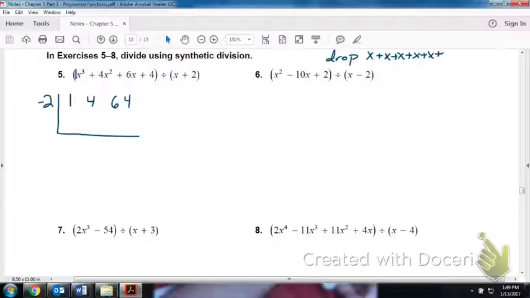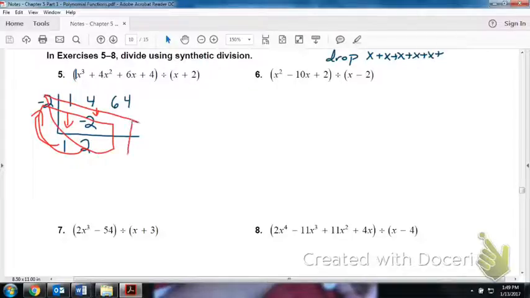So we're going to drop the first coefficient down. So we'll put a 1. And then we multiply it by the number out front. So 1 times -2 is -2. And then we add. 4 plus -2 is +2. And that's the pattern. From here it's multiply, put it there, add. Multiply, put the next one, add. Multiply, put it there, add.